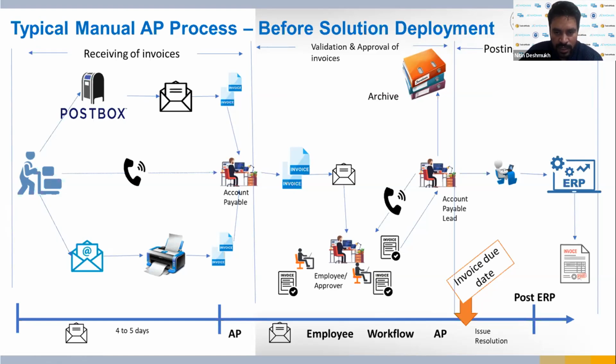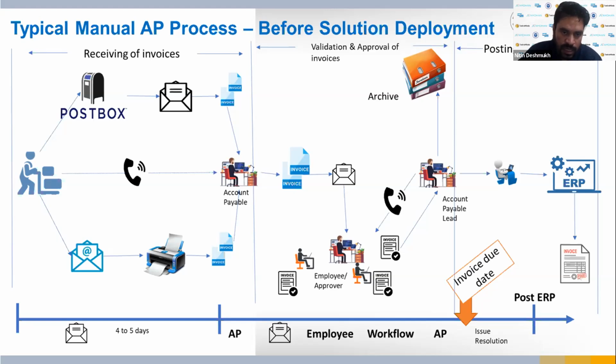While this is happening, suppliers usually start inquiring about the status of their invoices because the due date is near, but the organization is still in the approval process. After the approval, we again have to send the invoices back to the accounts payable team. Then the accounts payable team files those invoices and posts them into the ERP. So this is a completely manual process.